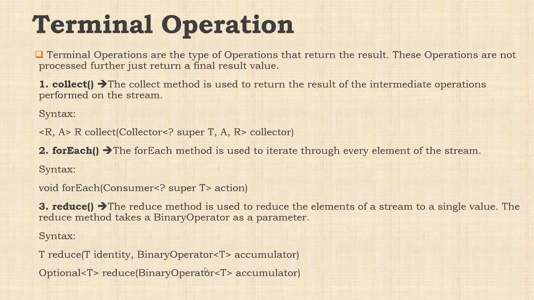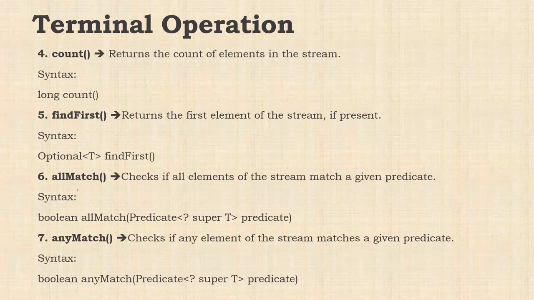Okay, this is an overview. Now the terminal operations. We have some terminal operations: collect is a terminal method, forEach is a terminal method, reduce is a terminal method. So we can perform terminal operations with the help of these methods. We also have count, findFirst, allMatch and anyMatch. So these all are the terminal operations which we use in the Java Stream API.